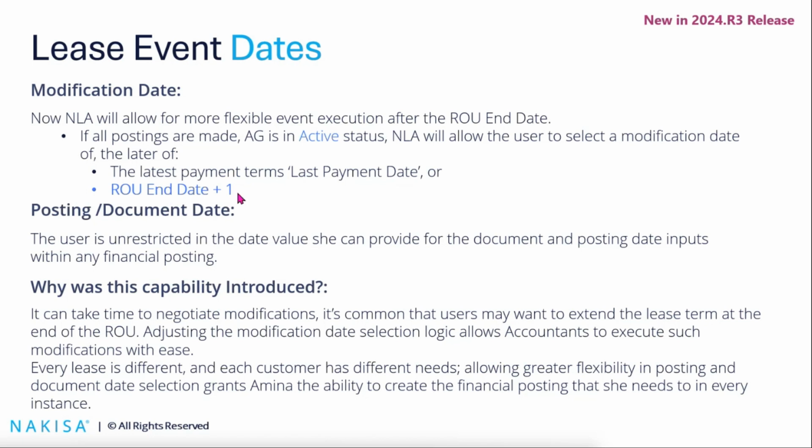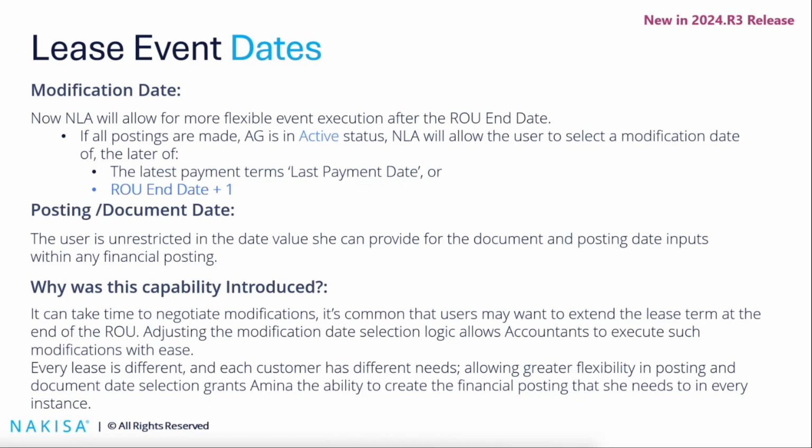A simple example: if my term's ROU end date was December 31st and I have made all the postings as of this date, now you have an option to run an extension on the 1st of the next year. So on 1st Jan of next year, you will be able to do a lease modification and add that term. You don't need to close and reopen a brand new contract. You will be able to just modify it.